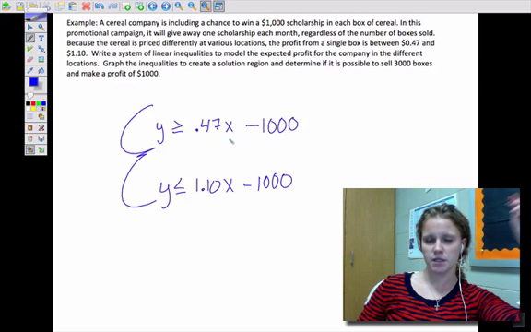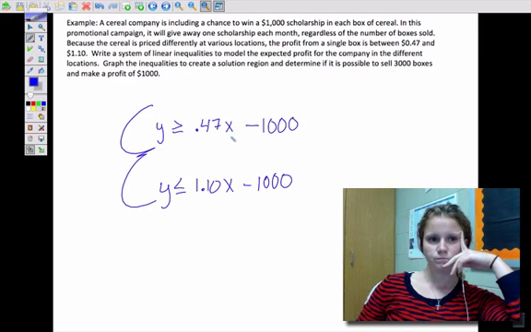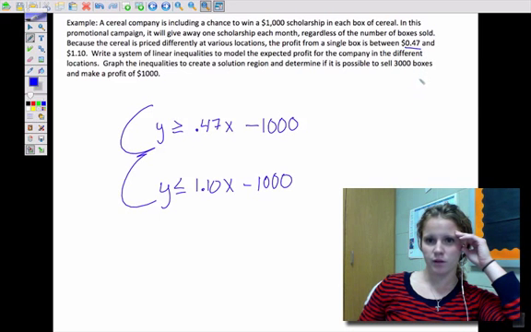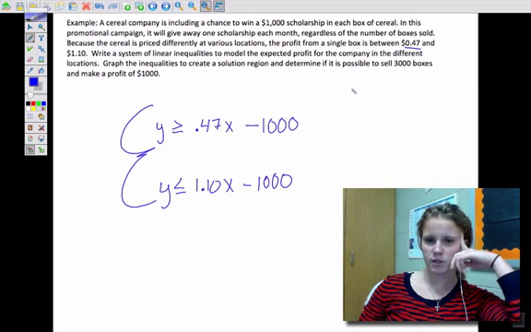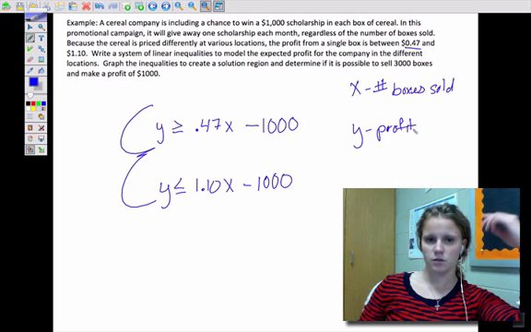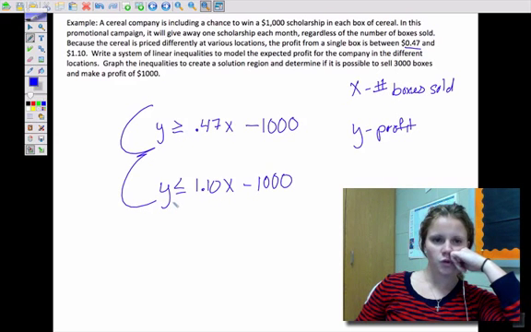That's how we set up a system for a situation. If that didn't come easy to you, a good thing to do is just pick out the numbers: I have 0.47, I have $1,000, I have 1.10, and then really try to figure out what my variables are. My variables here: X is going to be the number of boxes sold, and Y is going to be my profit. Thinking about those two things will help you formulate your inequalities.